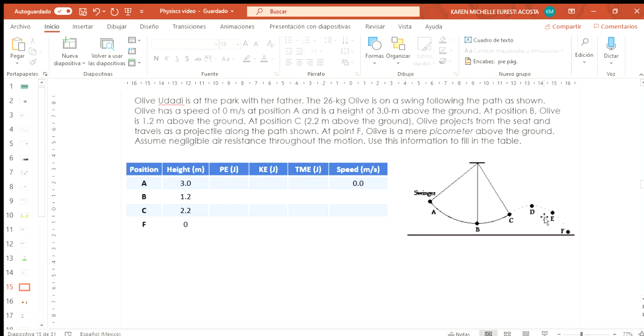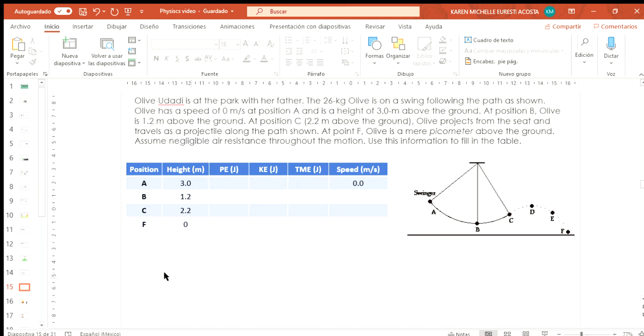Olive has a speed of 0 meters per second at position A, at a height of 3 meters above the ground. At position B, Olive is 1.2 meters above the ground. At position C, 2.2 meters, Olive projects from the seat and travels as a projectile along the path shown. At point F, Olive is at ground level.